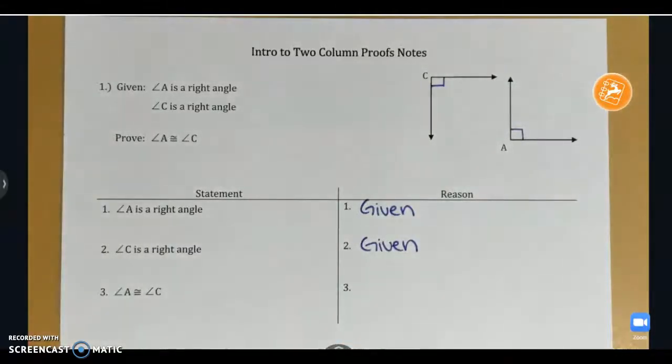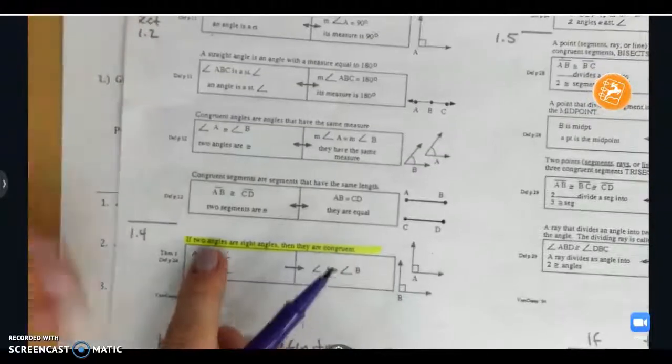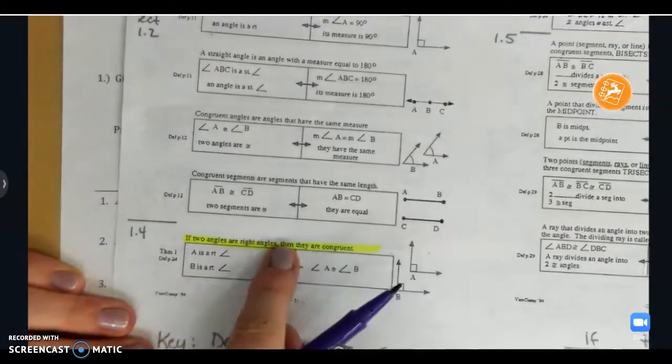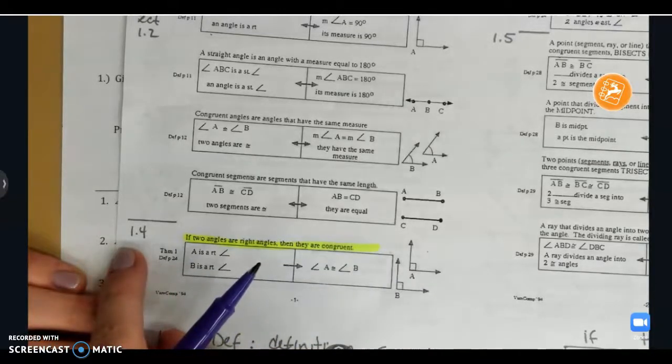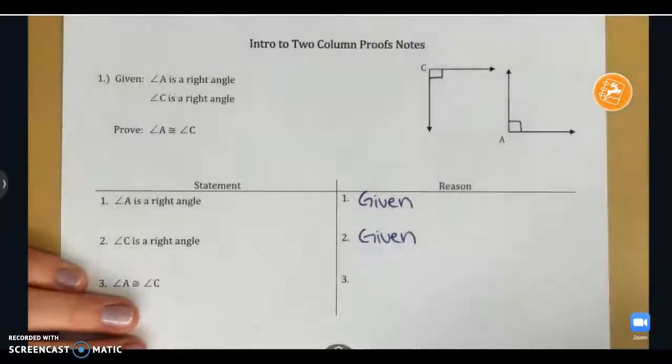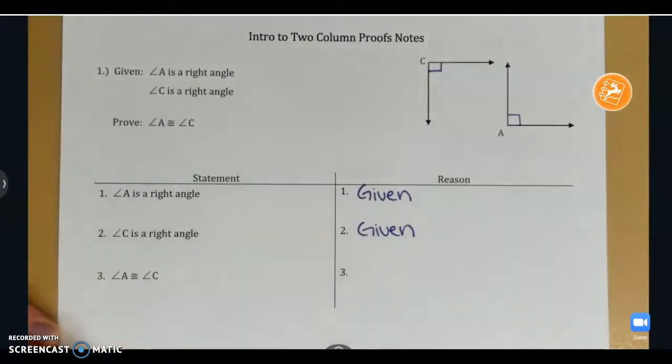Okay. Now, just from that information alone, angle A being a right angle and angle C being a right angle, we need to find a theorem in our dominoes, and I have them handy here, right here where it's highlighted. If two angles are right angles, then they are congruent. This is a theorem from 1.4 in our book. So that is going to be my reason to then state that angle A is congruent to angle C.